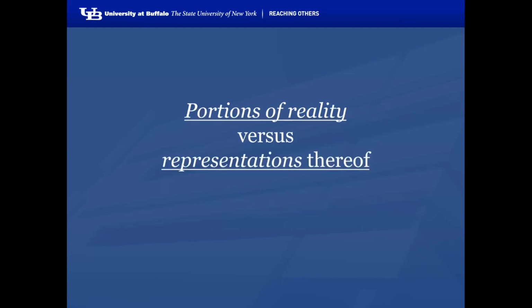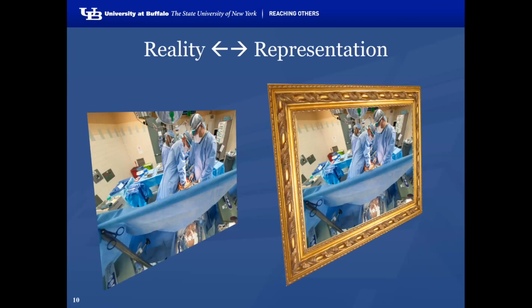Portions of reality. Those portions of reality, I mean parts of what exists, and representations thereof. So imagine that this is a real operating theater, right? And that this would be a window when you are looking through it. Well, then you really see reality, what is going on. But instead of being a window, it could be an image, a video capture of what is going on there. In that case, this is a representation.